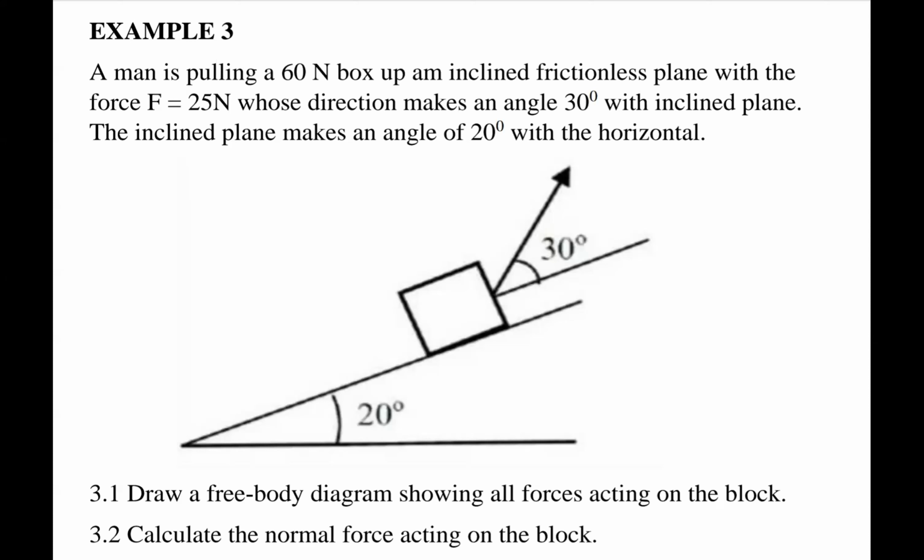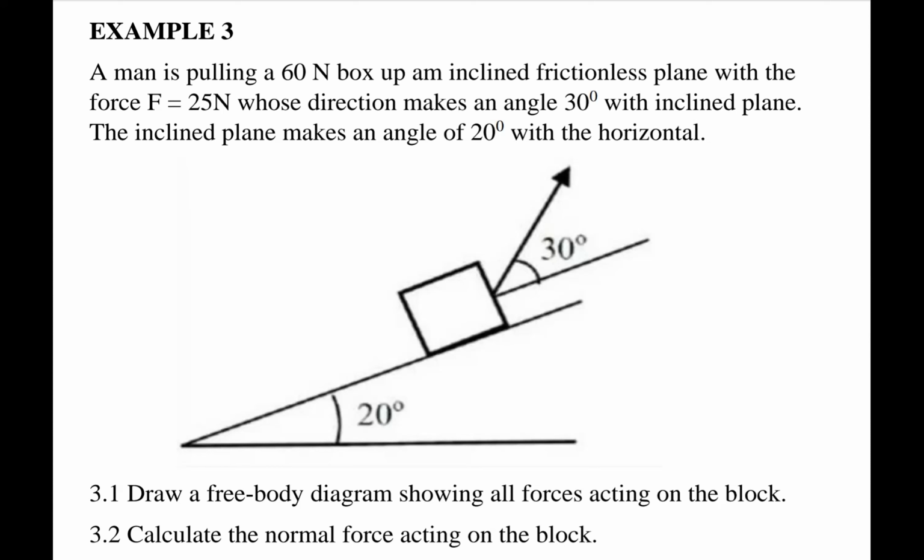So it says that a man is pulling a 60 newton box up an inclined frictionless plane with the force F equals 25 newtons, whose direction makes an angle of 30 degrees with the inclined plane. The inclined plane makes an angle of 20 degrees with the horizontal. So the first question is just to draw the free body diagram. The second question is to calculate the normal force. So this one is related to case number 3.